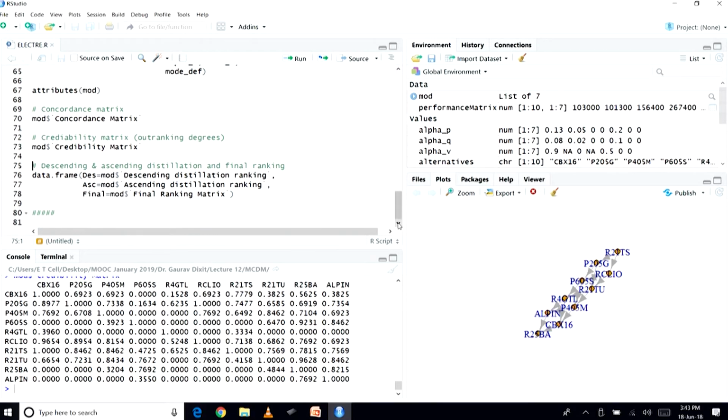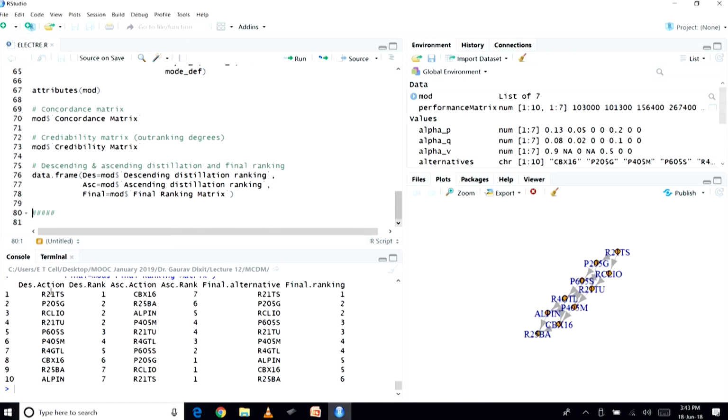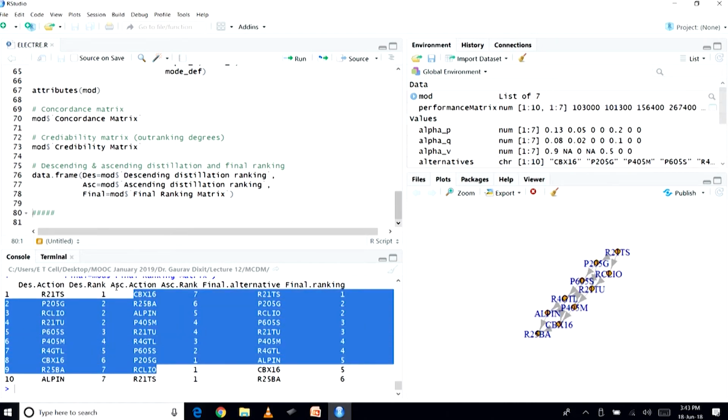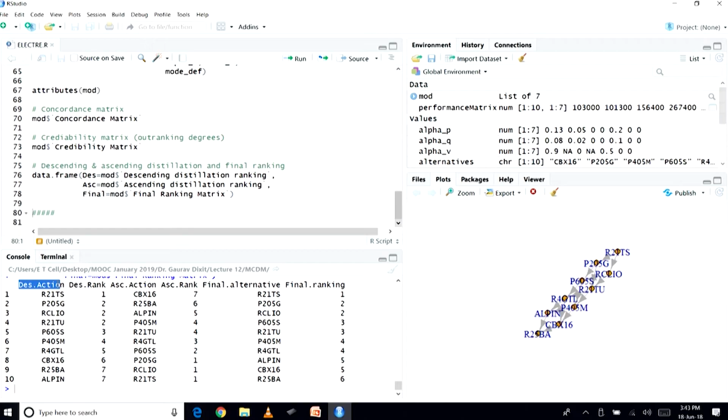Now let us have a look at the distillation procedures. If we run this code, we will get this output. You can see the descending distillation ranking and the ascending distillation ranking here. So this is ascending, this is descending. These are the two pre-orders that we can have, based on the preferential relations, which are in turn based on the outranking or credibility matrix. Then the final ranking you can see here. This is the final ranking.